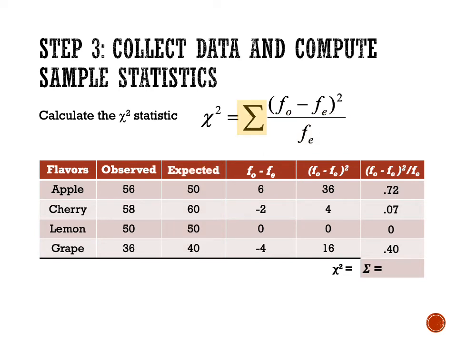And the final step is to take the sum of all the values in that last column. So you can pause to do that. And here is our answer. So our sum is 1.19. That's our chi-square. Our chi-square is equal to 1.19.